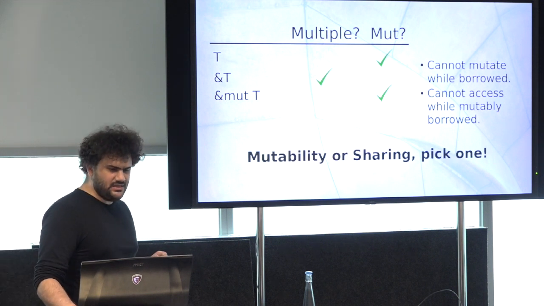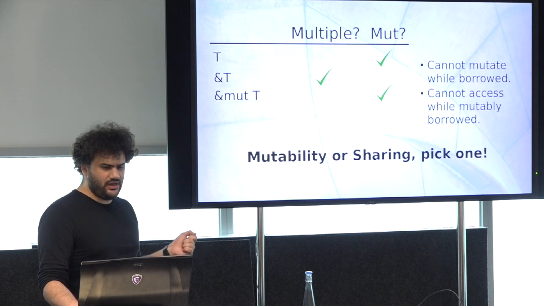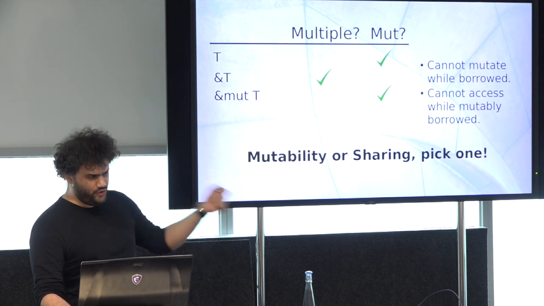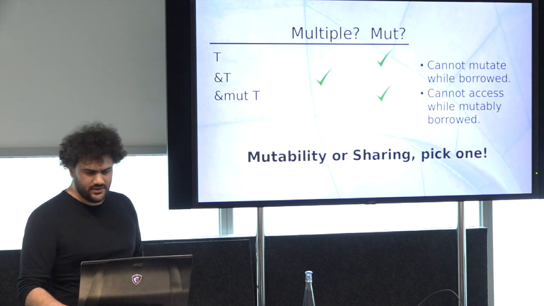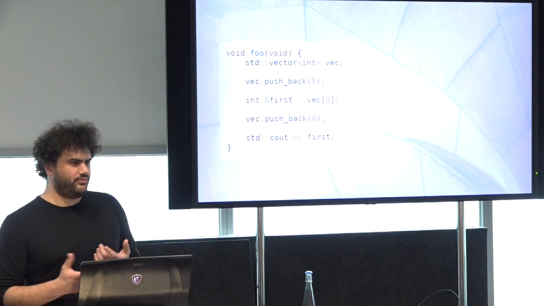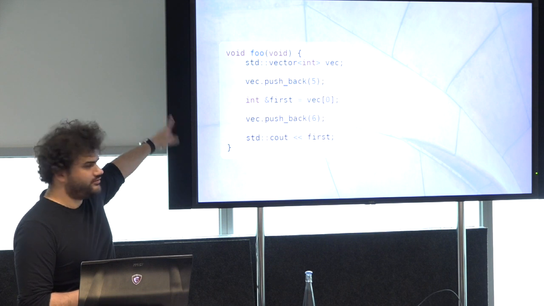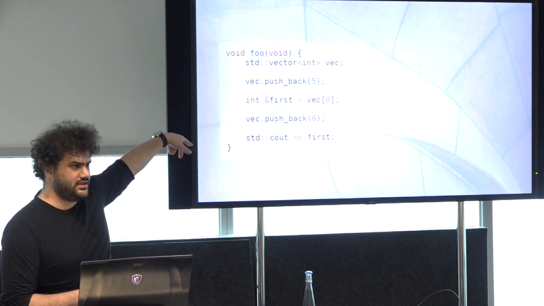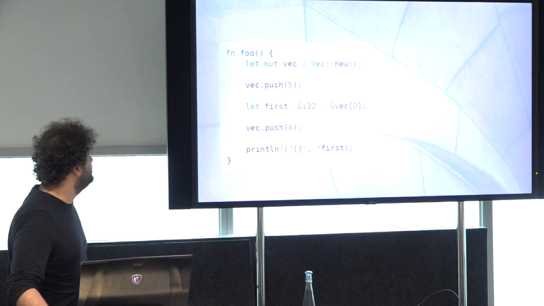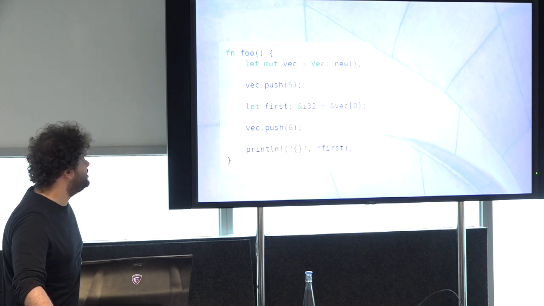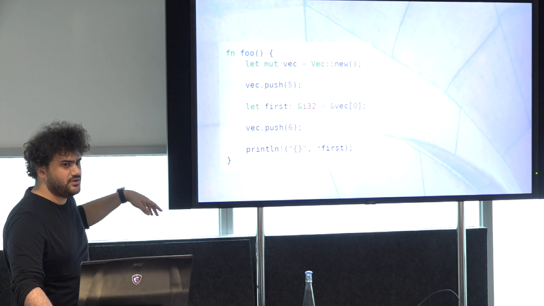So this basically means that you can either mutate something or you can share it. You cannot do both at the same time, right? Which was the original problem with our piece of C++ code. This is the exact same thing we saw before. So let's rewrite this in Rust, and this is what it looks like, pretty similar to what we saw.